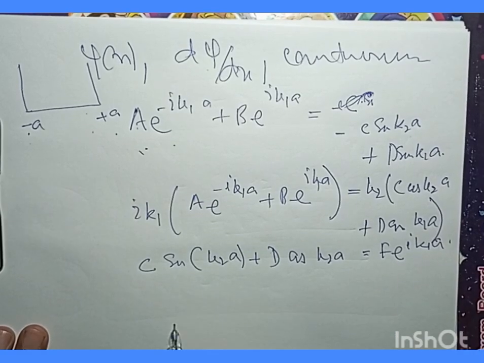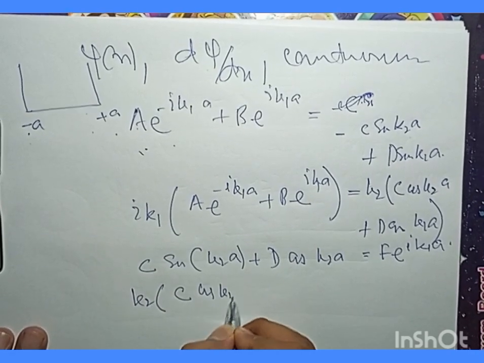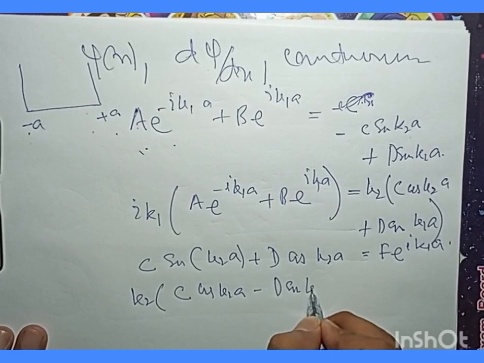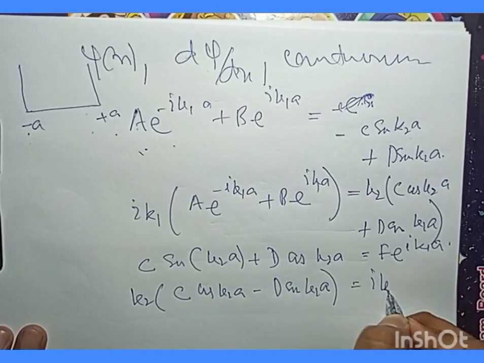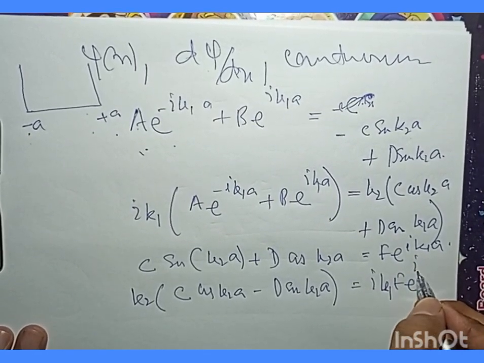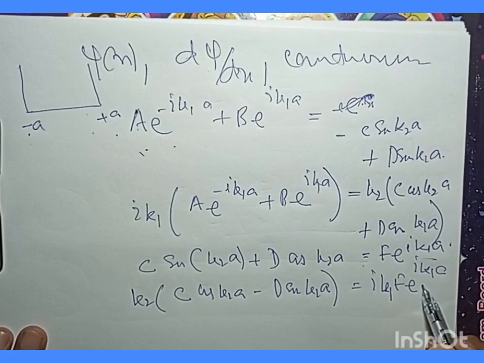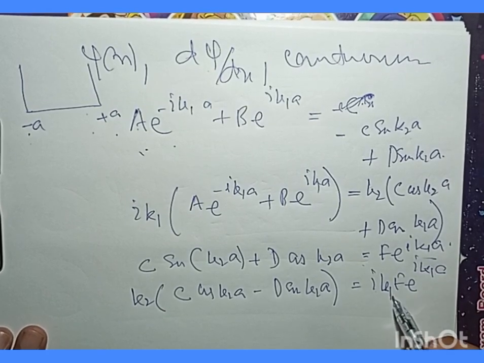And the last equation that we will have, because d psi by dx has to be continuous, we will have k2 times c cos of k2a minus d sine of k2a equals iota k1 f e to the power of iota k1a. So we have taken its derivative, so the exponential function remains as it is, and you take the internal derivative of iota k1a, so that you have iota k1 here.